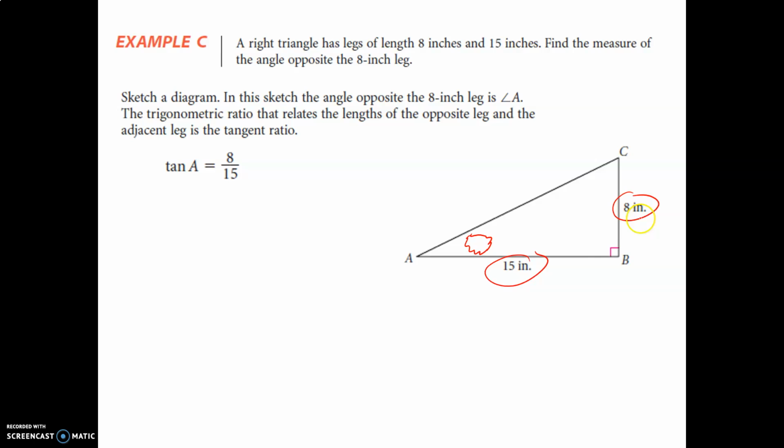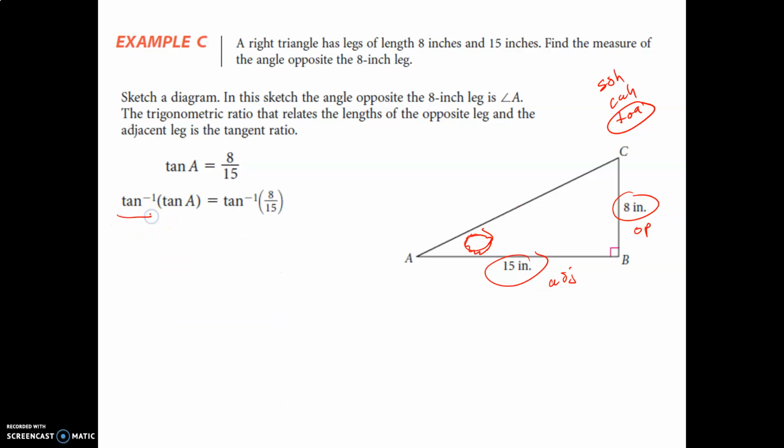Okay, so what do I know? If this is my angle, this is the opposite side, this is the adjacent side. They don't tell me anything about the hypotenuse, and they don't want the hypotenuse. So SOHCAHTOA, opposites and adjacents are tangents. So I say the tangent of that angle is 8 over 15.